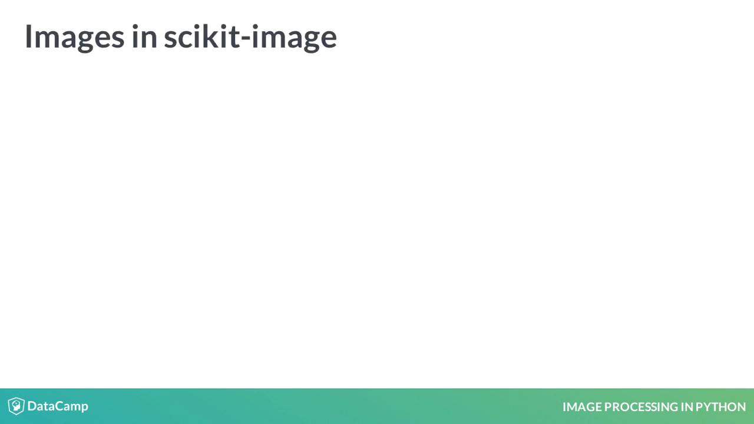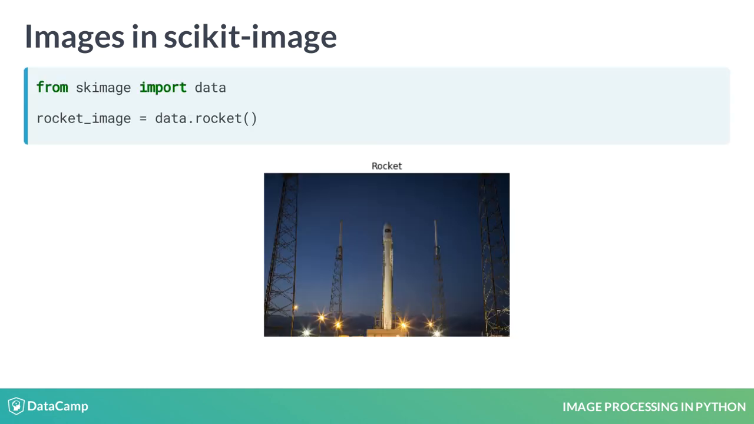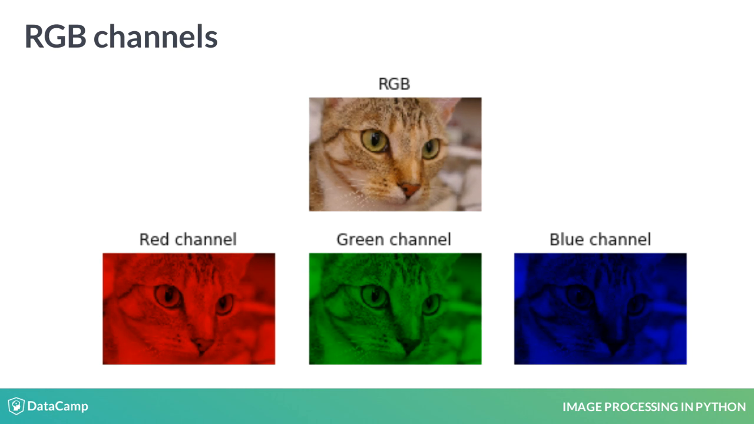There are some testing purpose images provided by scikit-image in a module called data. If we want to load a colored image of a rocket, we can do so by importing data from scikit-image, and then, from data, call a method named rocket. Two-dimensional color images are often represented in RGB: 3 layers of two-dimensional arrays, where the 3 layers represent red, green, and blue channels of the image.